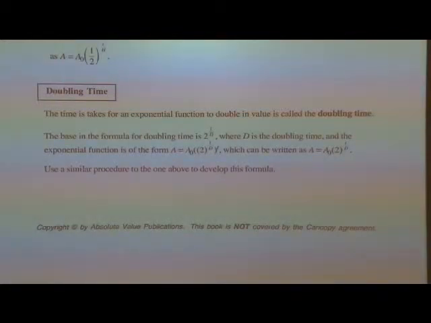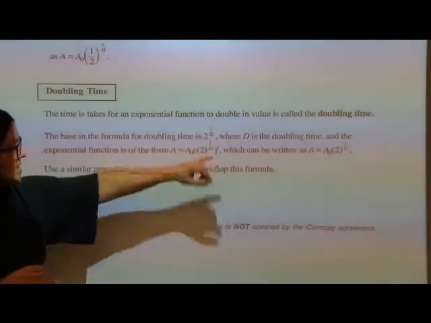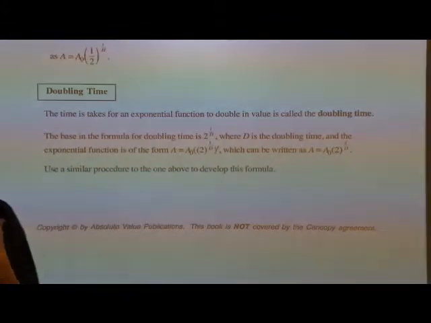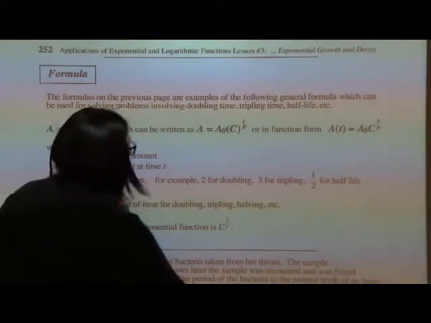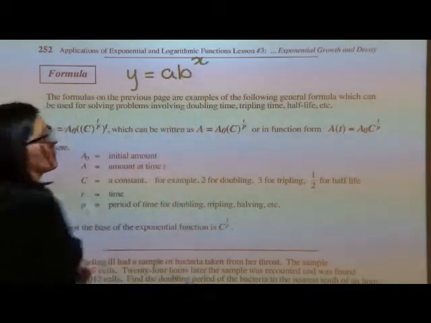We can go the other way and determine doubling time. In doubling time, my base is now a 2, and I get t over d, time over the doubling time. The next page summarizes it all and gives this to us as a single formula, which is still derived from my exponential formula.